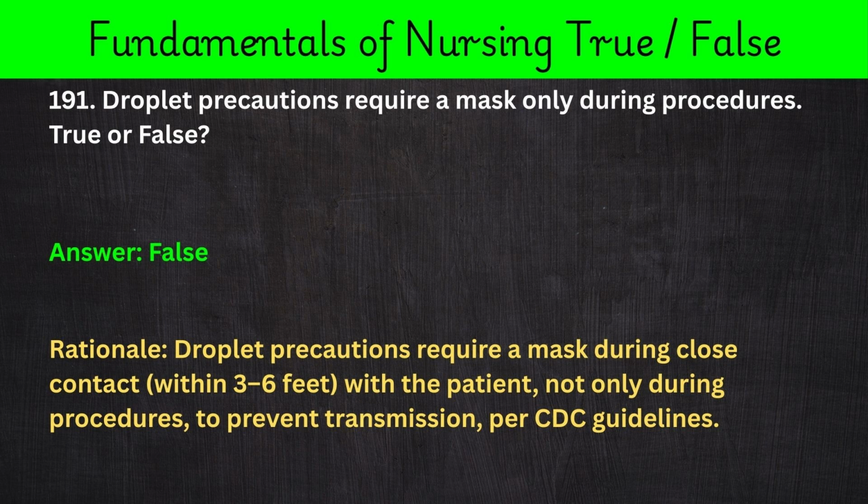Droplet precautions require a mask only during procedures. True or false? Answer. False. Rationale. Droplet precautions require a mask during close contact, within 3 to 6 feet, with the patient, not only during procedures, to prevent transmission, per CDC guidelines.